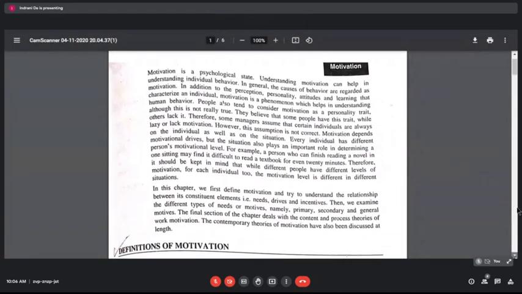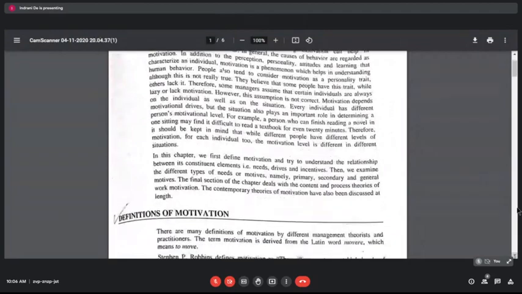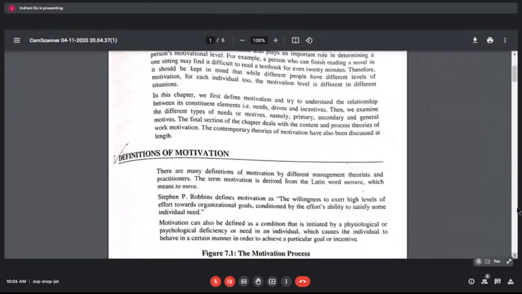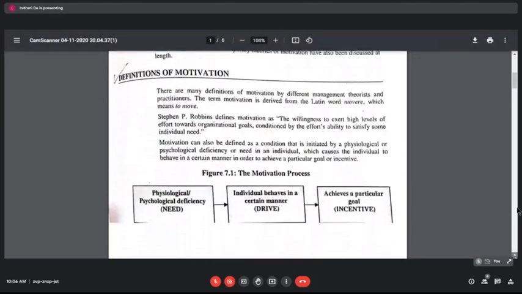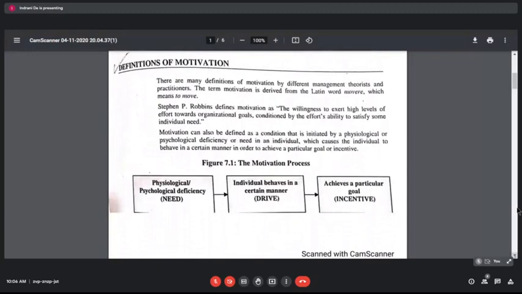So today we will discuss motivation. What is the motivation process? Before going to the motivation process, we have to understand the definition.